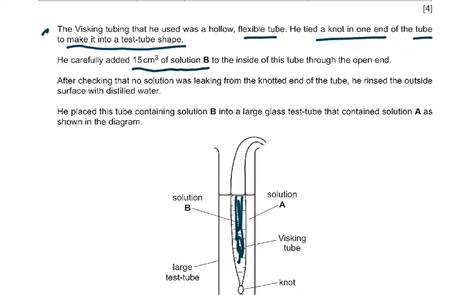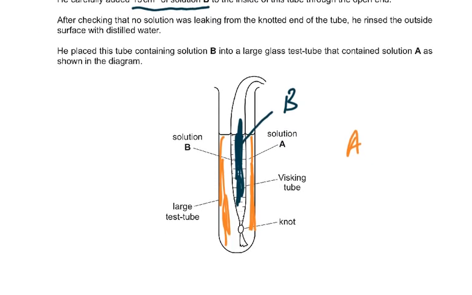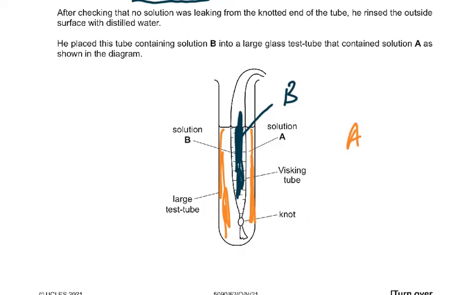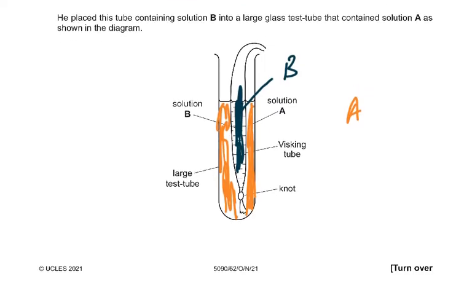So outside we have solution A. This outside is solution A. And inside the tubing is the solution B, which is this part. So B is inside and A is the outside. He placed this tube containing solution B in a large glass test tube that contained solution A as shown in the diagram. So you've got the A on the outside. Please try to understand this question just like I'm doing this for you in the diagram and with the colors, so you can just imagine this, right?